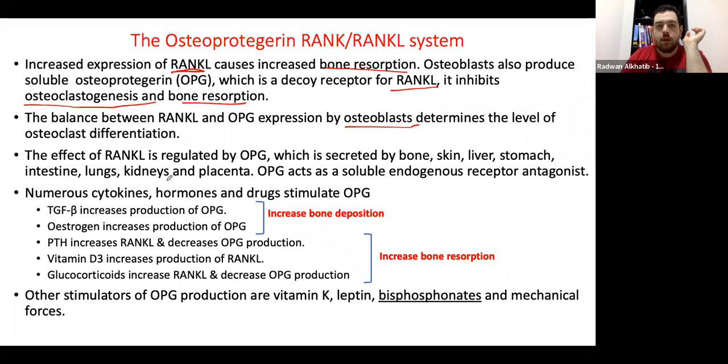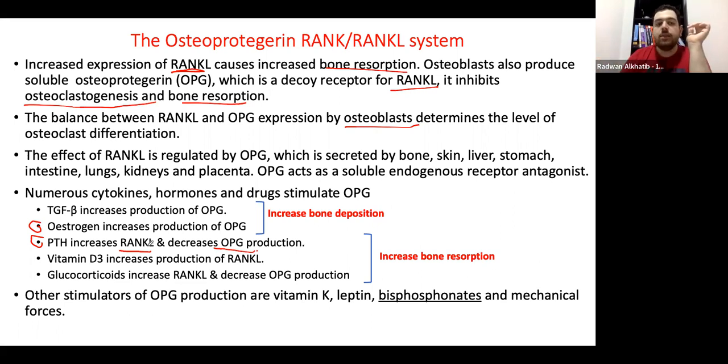Here it's just saying that the OPG is secreted by many organs. Now, these are the hormones that control the level of OPG and RANK-L, most important of which are the parathyroid hormone and estrogen. So the parathyroid hormone, we said that this hormone is responsible for maintaining the calcium level in the blood. Whenever there is a low calcium level in the blood, it activates the RANK-L so that it destroys the bone and releases more calcium into the blood. That's the main function of this hormone. That's why PTH, or parathyroid hormone, increases the RANK-L level and decreases the OPG, because we want to destroy the bone to release more calcium in the blood.